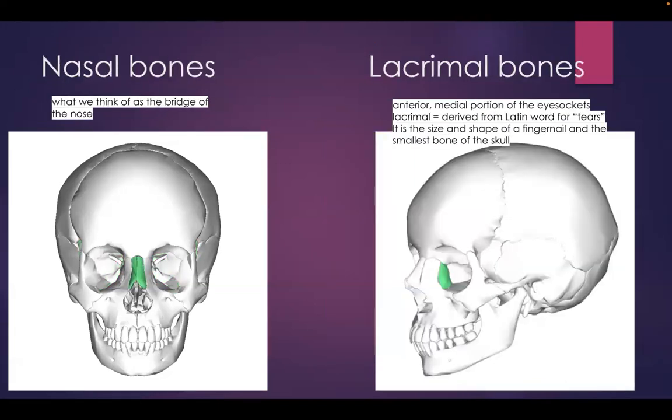The nasal bones are what we think of as the bridge of the nose. And lacrimal bones are anterior and medial portions of the eye sockets. Lacrimal is derived from the Latin word for tears. It's the size and shape of a fingernail. That's a trivia question for restorative art. The lacrimal bones are the size and shape of a fingernail. It's the smallest bone of the skull.